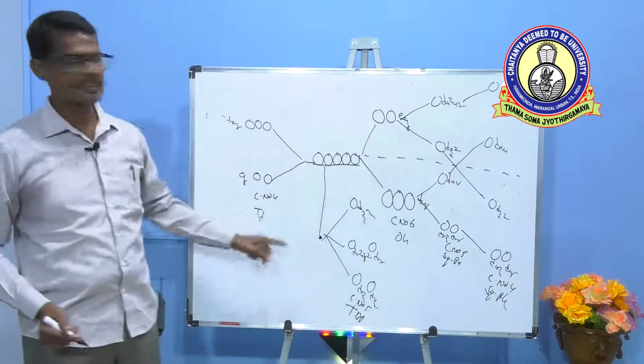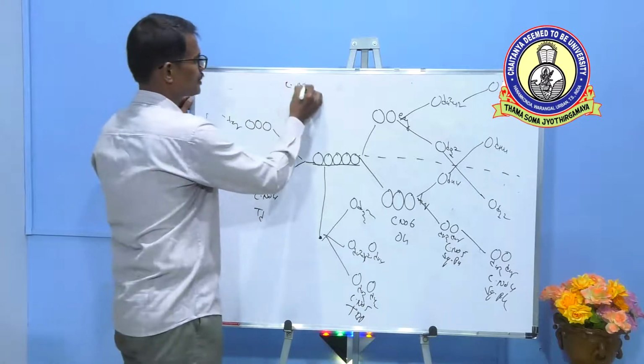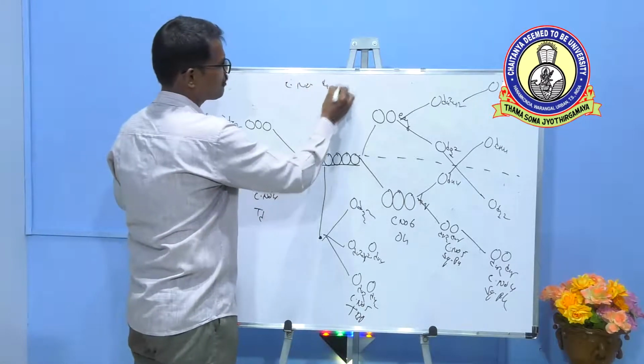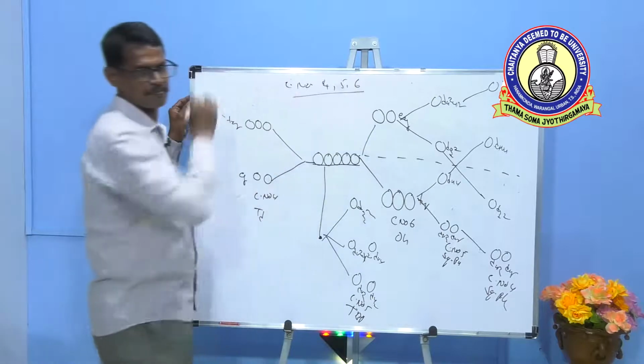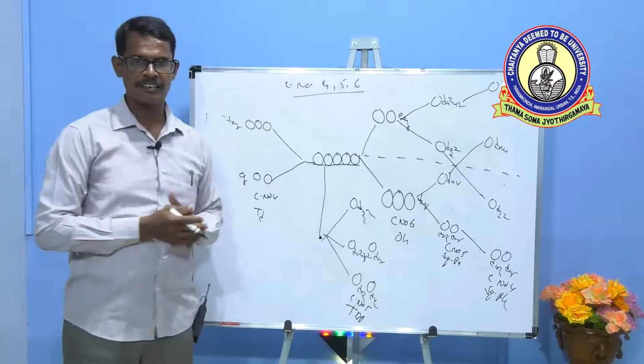This single diagram explains all the d orbital splitting in coordination number 4, 5 and 6. With this, the d orbital splitting is completed. Thank you.